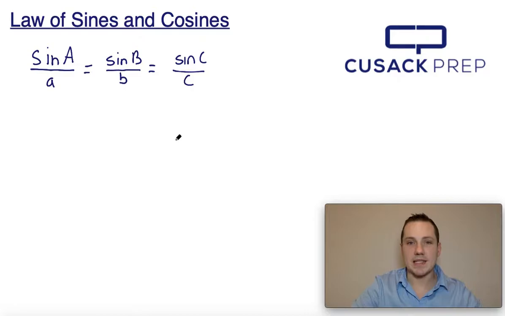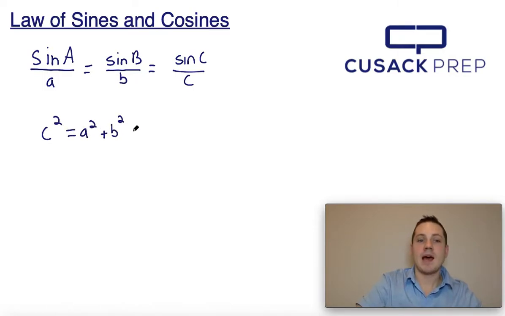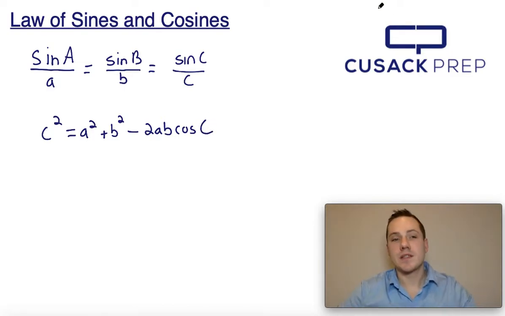Now, law of cosines is going to look pretty similar to the Pythagorean theorem to start. So we're going to start with C squared is equal to A squared plus B squared, but then we're going to have minus 2AB cosine of C. So those are the two equations for law of sines and cosines, and let's talk about how they're used in practice.